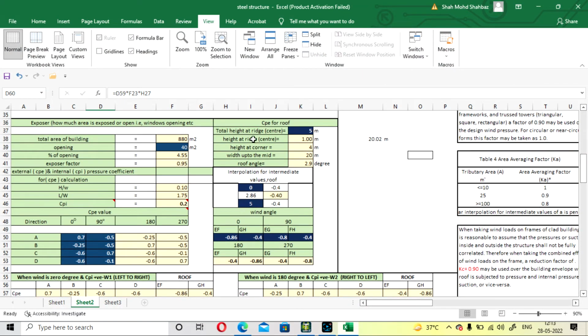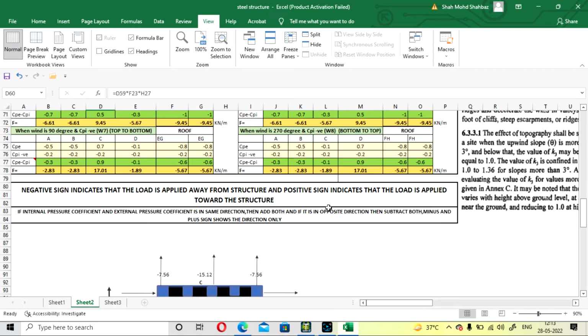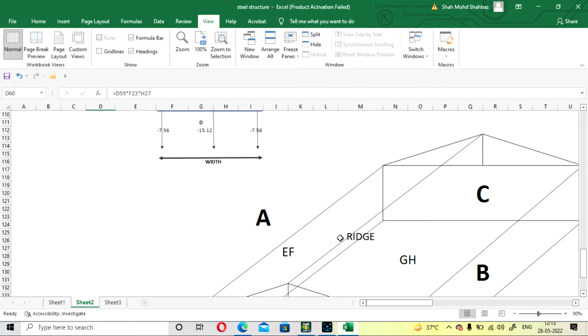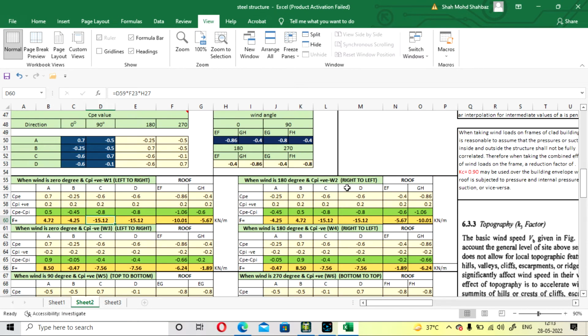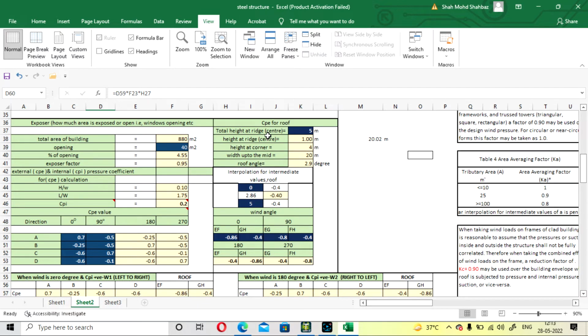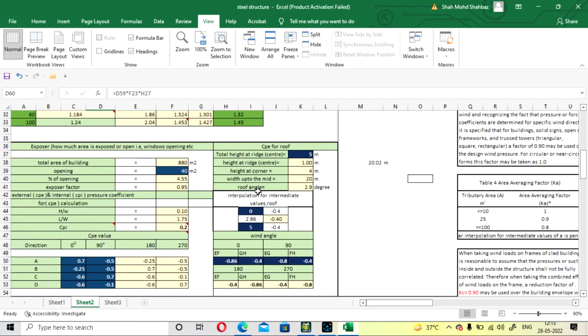So here is that calculation for the roof. So total height at the ridge, that is at the center of the building, this will be your ridge. Okay, so total height from bottom is 5 meter. Height at the ridge center will become as 1 meter. Okay, height at the corner will be 4 meter. Width up to the mid will be 20 meters. This value is coming when roof angle is calculated as 2.9 degree.